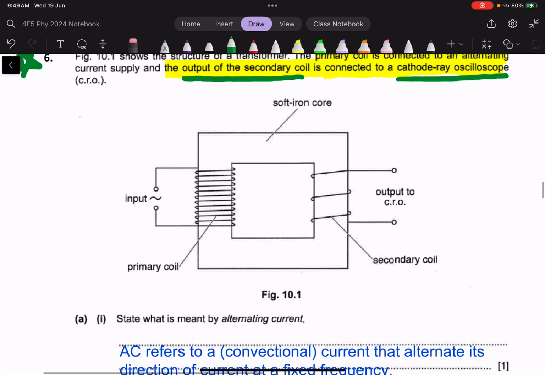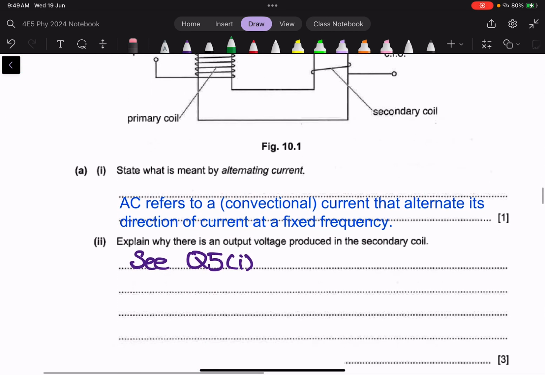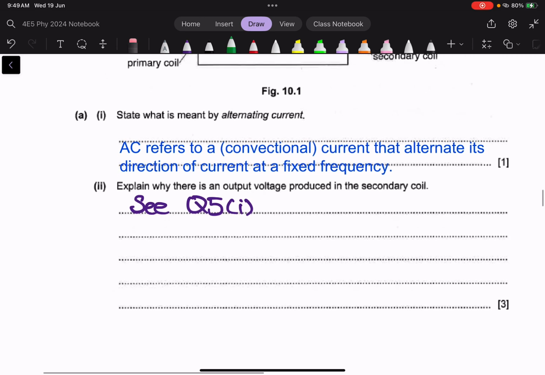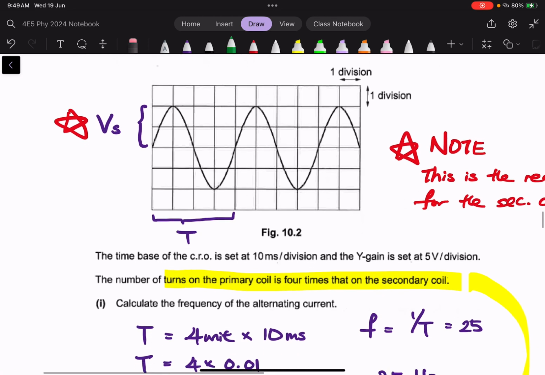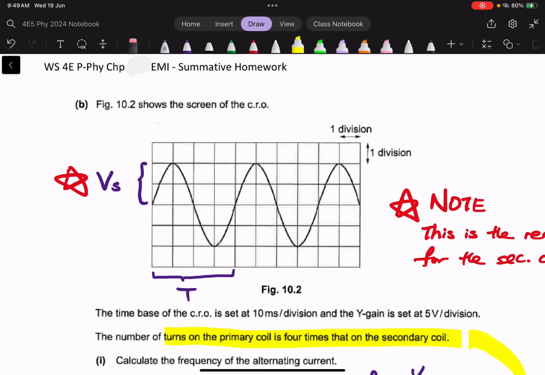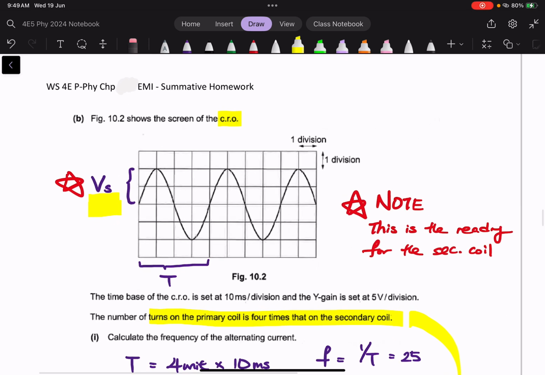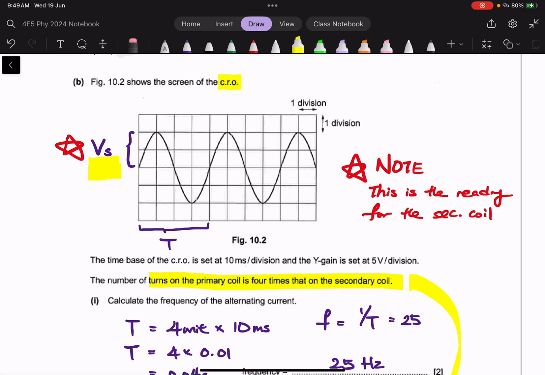Alright, so as you carry on, part 1 I'm not going to cover in the video, it's just a definition. Part 2 is a similar question to question 5 part 1, so refer to that. I will focus on the calculation here. Like I said, this cathode ray oscilloscope curvy graph is for the VS, the secondary coil. So you need to know that this is the secondary coil reading. Once you remember that, you need to read the graph.